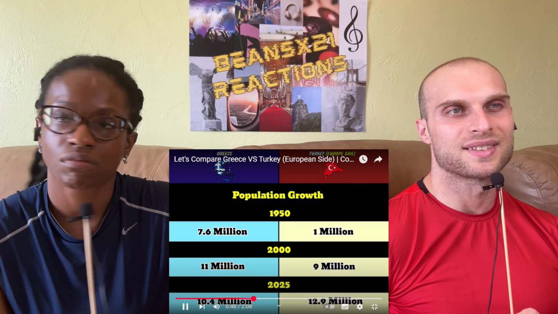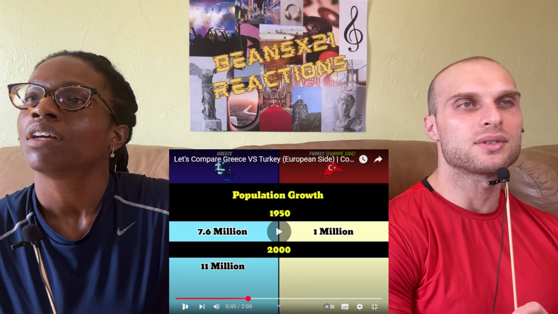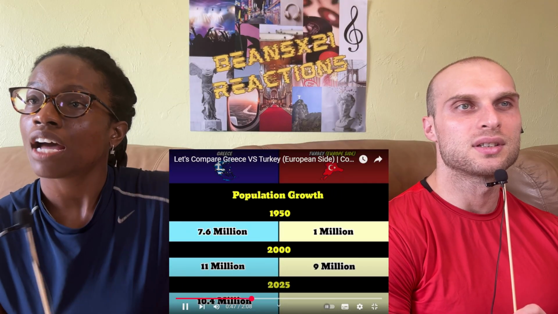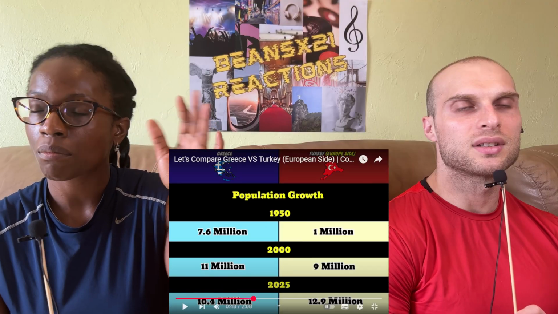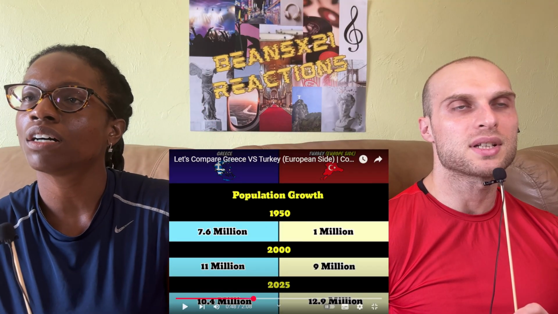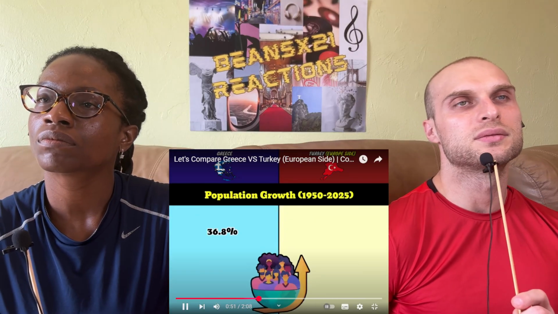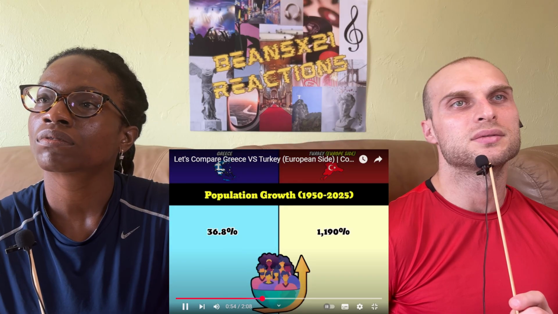2025: 10.4 million, 12.9 million. Population growth in between. Wow, but Greece lost population, so people left Greece. Wait, 11 million, 9 million? Yes, around the time of 2025, 10.4 million, 12.9 million. Wow, they lost a lot of people. Greece lost people. Yeah, 9 million emigrated. Population growth between 1950 and 2025: 36.8 percentage, 1,190 percentage.